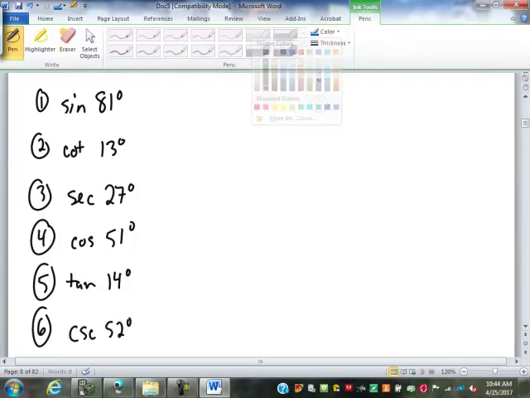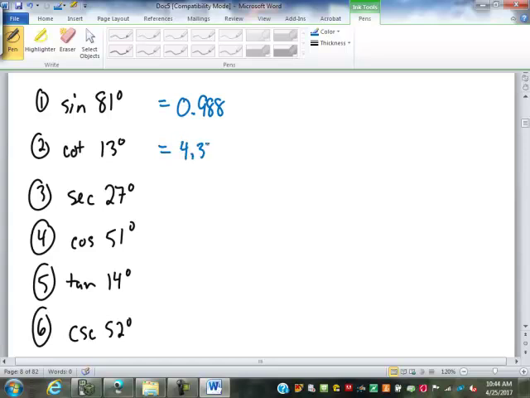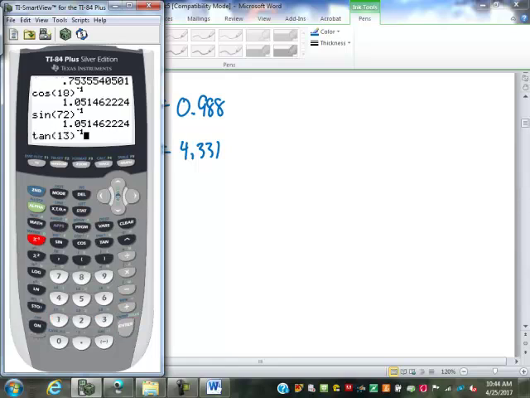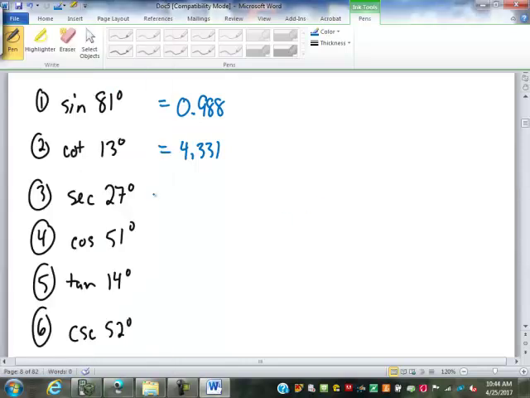Sine 81, what'd you get? 0.988. Do you concur? Cotangent of 13. 0.331. Let's double check it. So it's going to be tangent of 13, close, reciprocal. It should be a big number, so that sounds right. 4.331. You are correct.